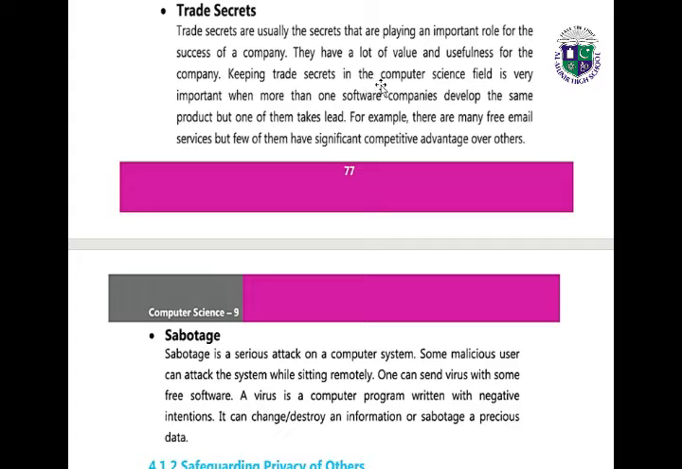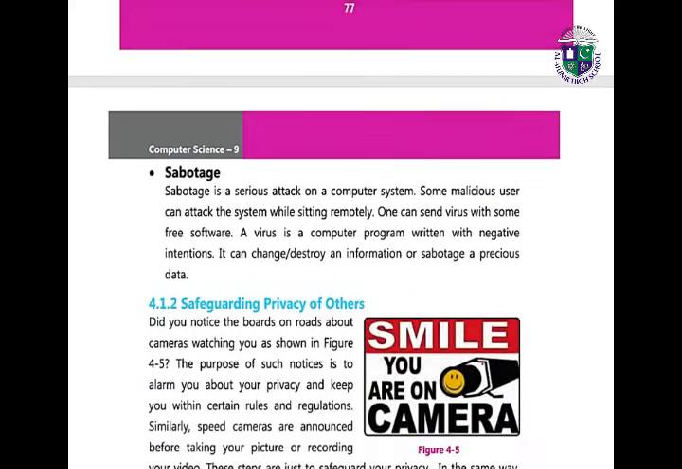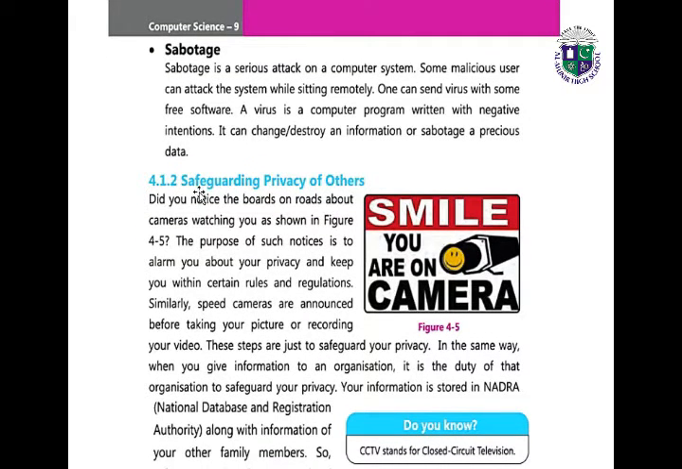Keeping trade secrets in the computer science field is very important. When more than one software company develops the same product, one of them takes the lead. For example, there are many free email services, but a few of the companies have a significant advantage over the others. What is sabotage? Sabotage is a serious attack on a computer system. Some malicious user can attack the system while sitting remotely.